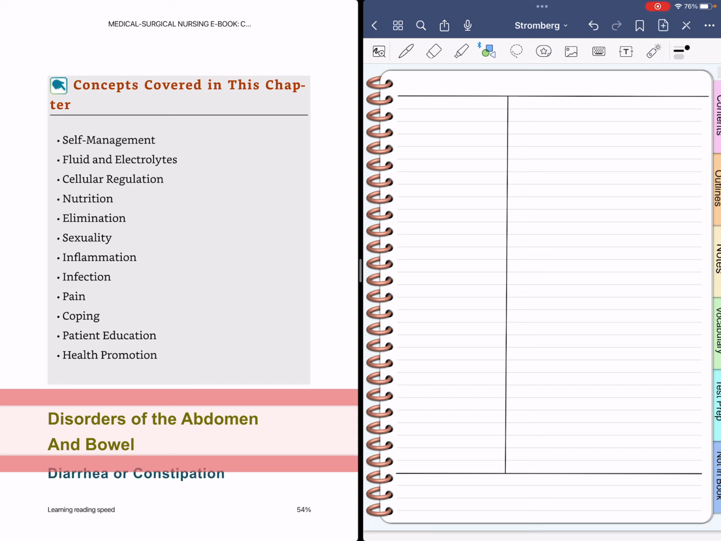So the first one is just this title, Disorders of the Abdomen and Bowel. So this is sort of the overarching theme of this first section.